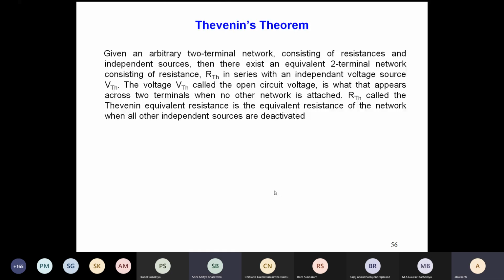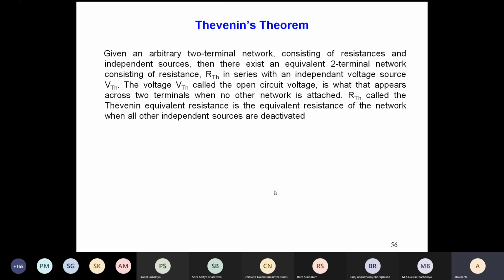Okay, so Thevenin's theorem is a theorem which states that if you are given an arbitrary two-terminal network, two-terminal means there is a network from which two ends are coming out, consisting of resistance and independent sources, the whole network, then there exists an equivalent two-terminal network.